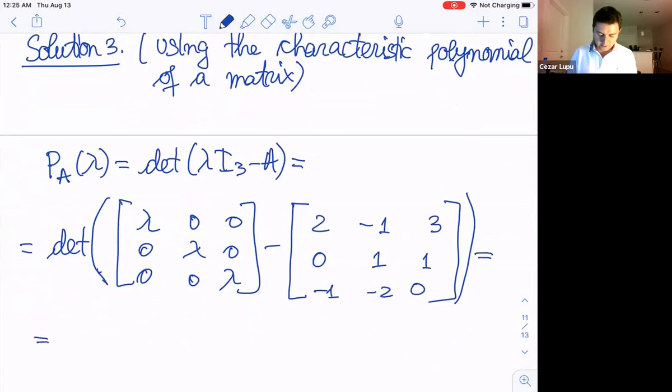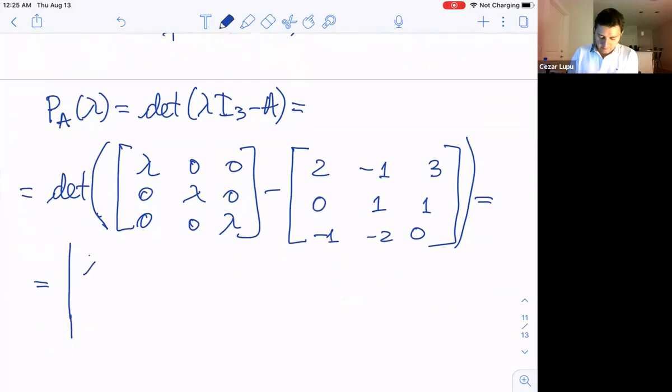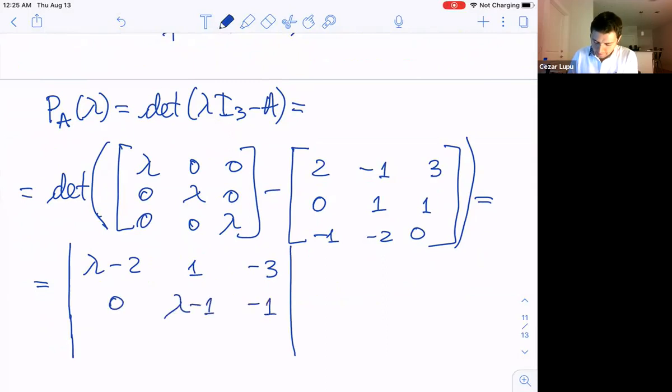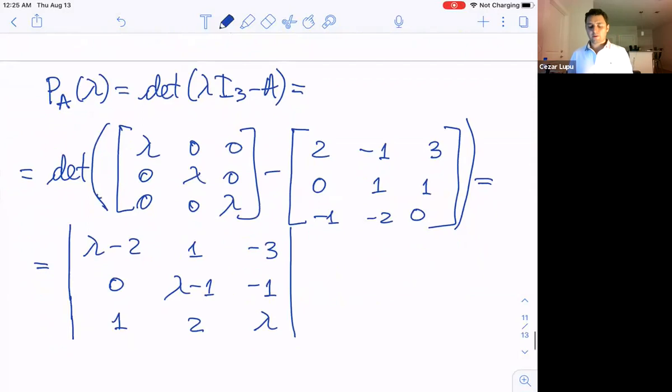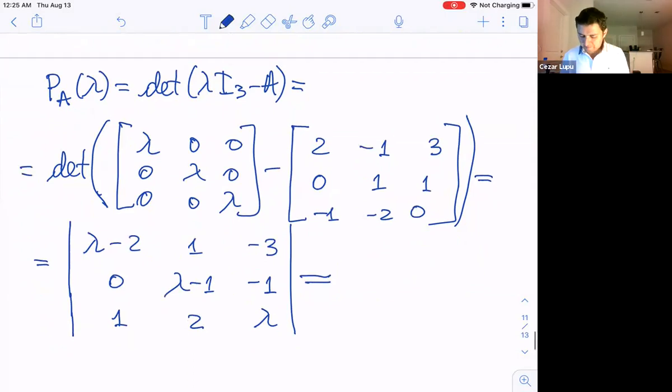This will be nothing else than just the determinant of, or maybe I should write it in this way: lambda minus 2, 1, negative 3, 0, lambda minus 1, negative 1, 1, 2, lambda. So I have to compute the determinant of this. I'll leave it to you as an exercise because I want to skip some computations. I have already done them.